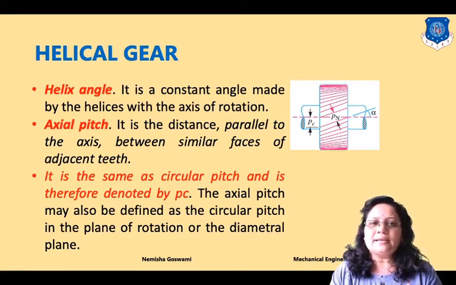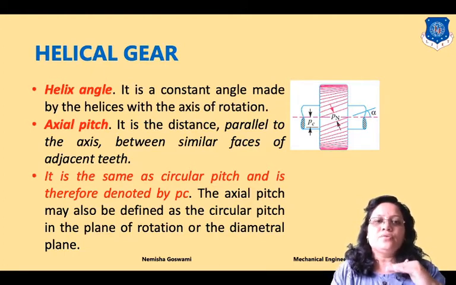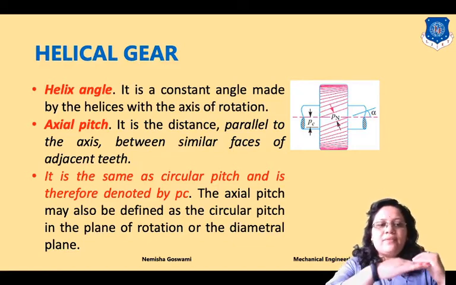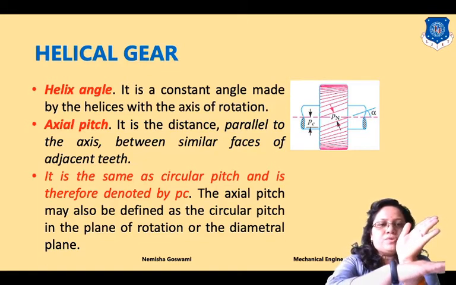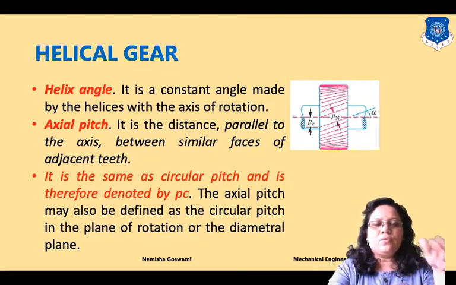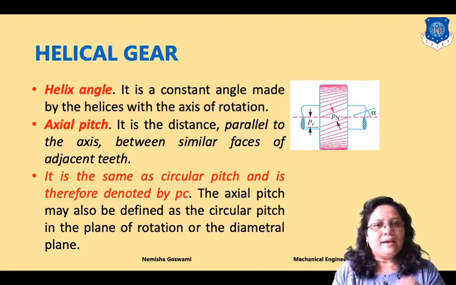So first is the helix angle. What is the helix angle? You can see in this diagram the shaft axis. The helix angle is the angle made by the teeth of the helical gear with respect to the shaft axis. If the shaft axis is this and the teeth are at some angle, then this portion or area is known as the helix angle, and it is denoted by alpha.